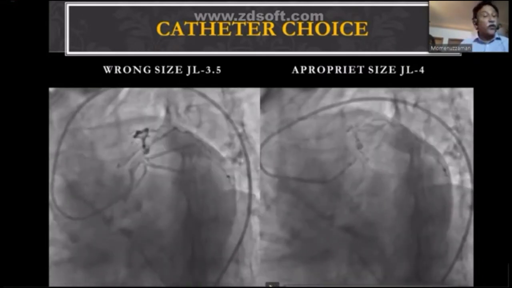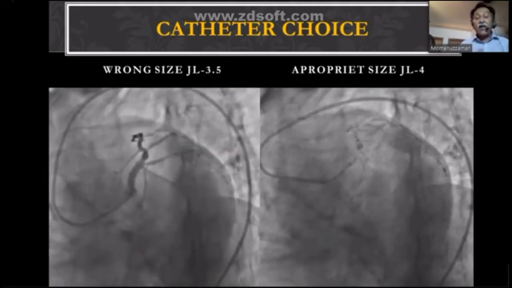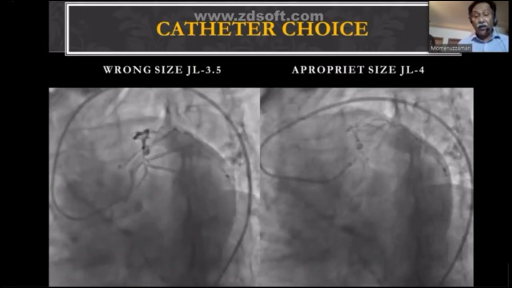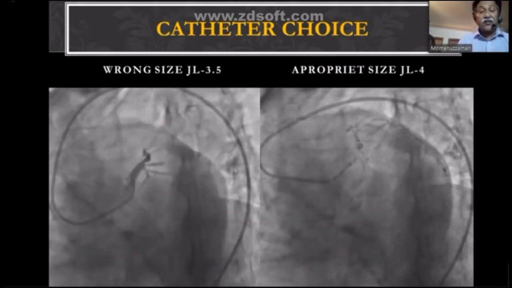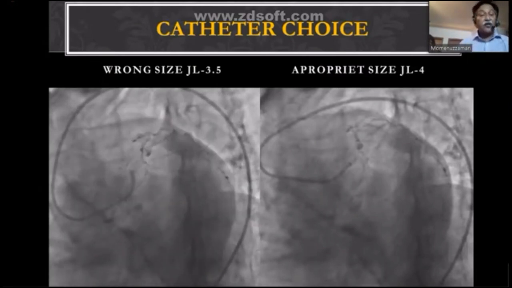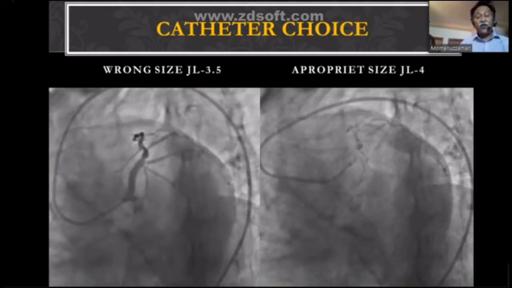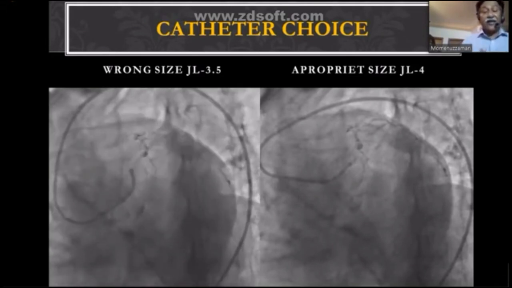If there is anything in the ostium, you can easily avoid unnecessary dissection of the atherosclerotic plaque at the ostium. So just to avoid these things, too much manipulation, you should take the right catheter for this sort of patient with the dilated aorta.